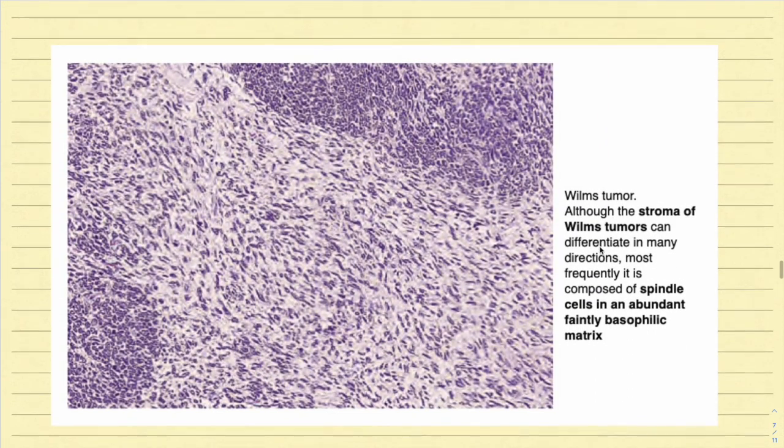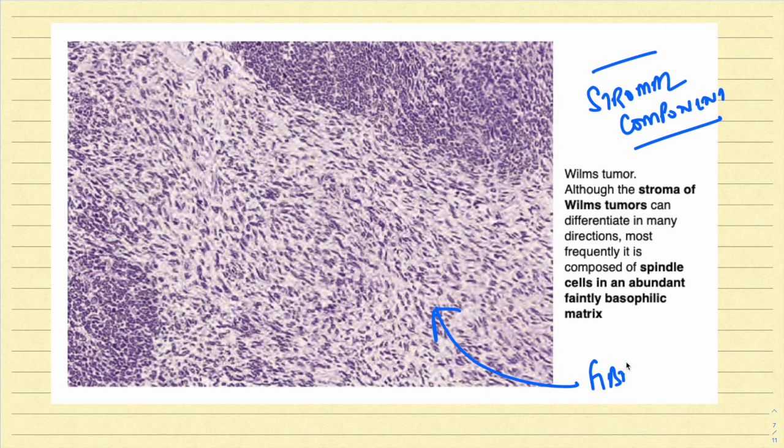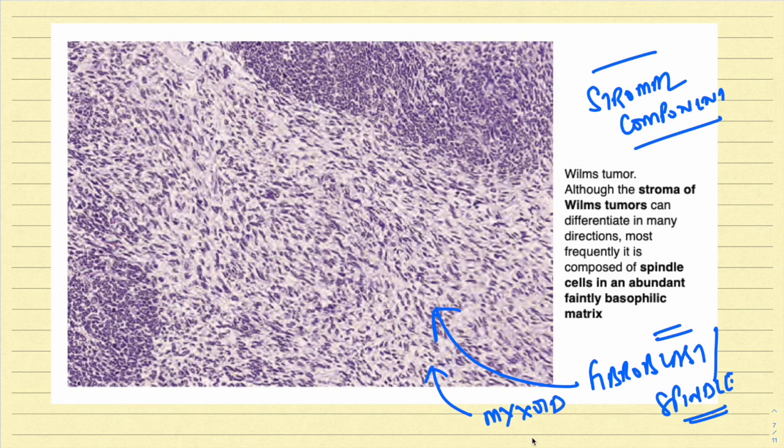Coming to the third important component, the stromal component of the Wilms tumor. If you see the stromal component, it is basically in the form of fibroblastic or spindle shaped cells. This is the fibroblastic or spindle cell morphology, which constitutes your stromal component, and if you see, the background is pale, which basically constitutes the myxoid matrix, the myxoid background. So this basically constitutes your stromal component of the Wilms tumor.